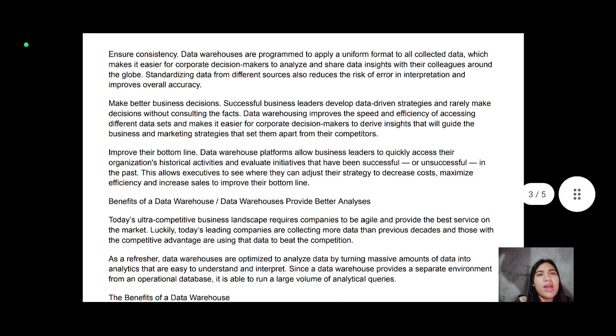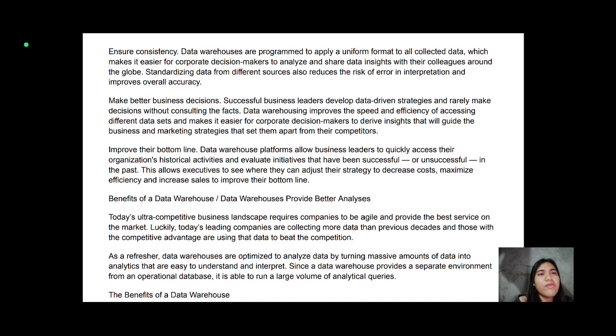Improve their bottom line. Data warehouse platforms allow business leaders to quickly access their organization's historical activities and evaluate initiatives that had been successful or unsuccessful in the past. This allows executives to see where they can adjust their strategy to decrease costs, maximize efficiency, and increase sales to improve their bottom line.